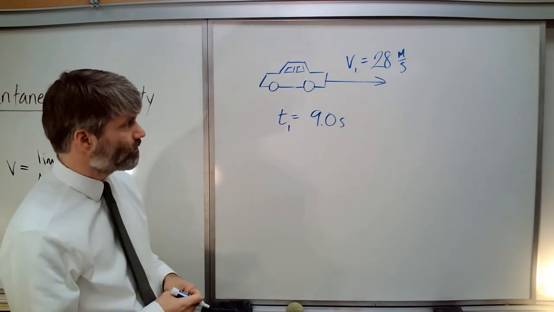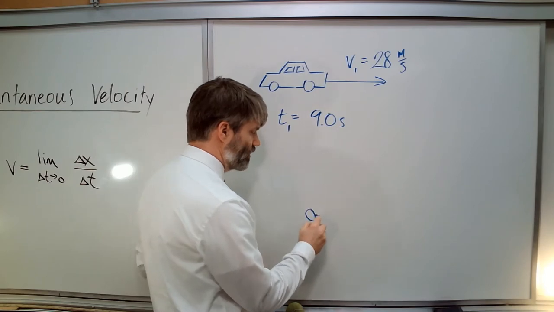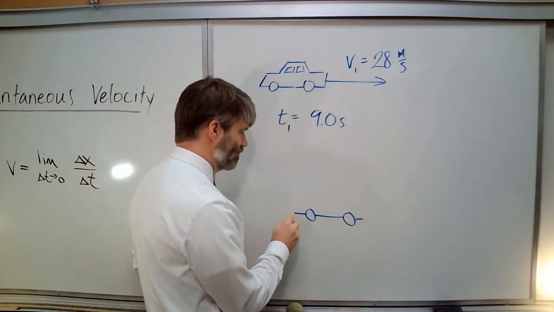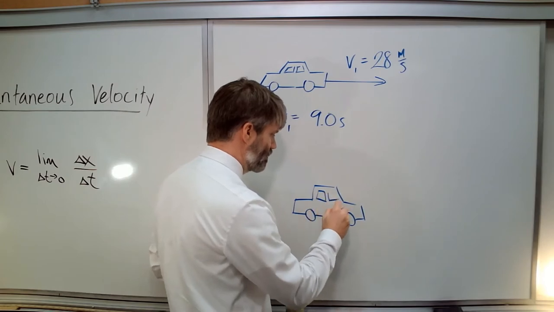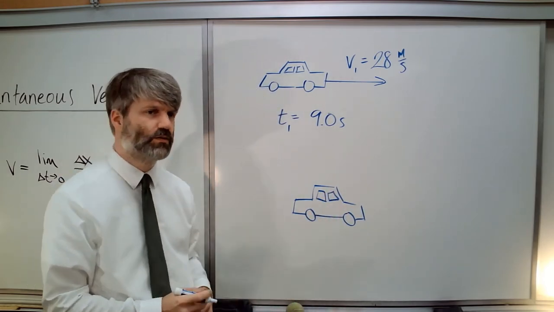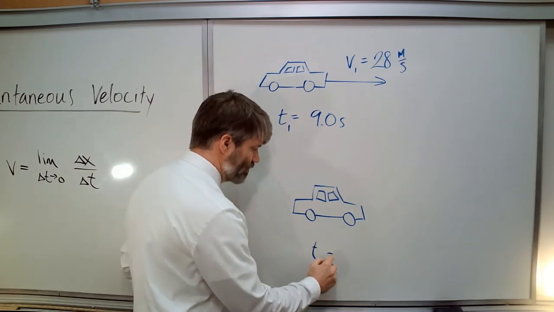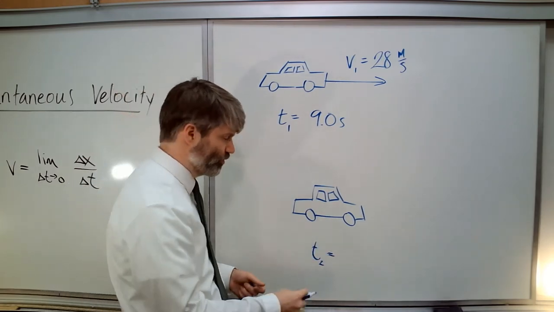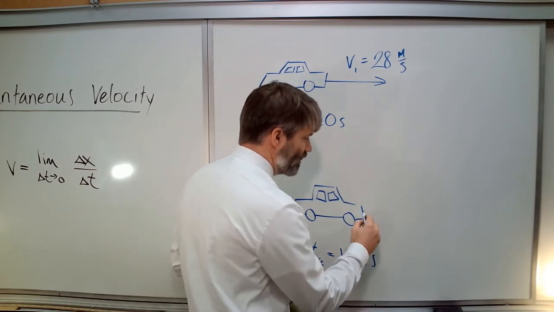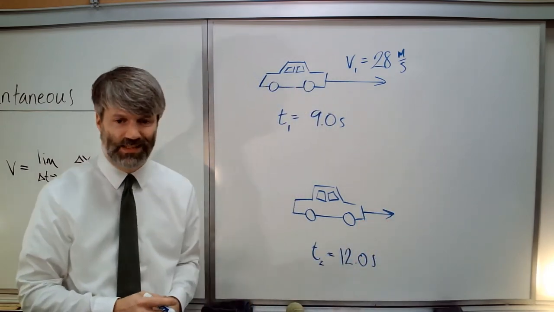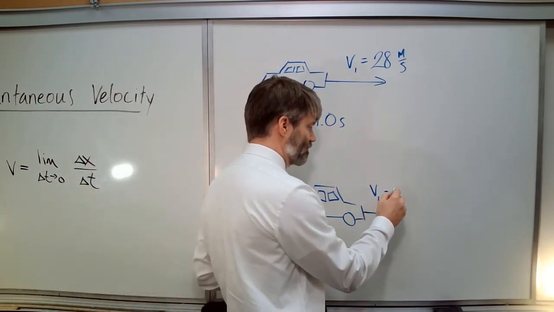All right, now later on, we're looking at the car a little bit later on. Dragster, okay. We're now at T2. T2 is going to be 12.0 seconds. And the velocity is less than it was before, right? Positive 13.0 meters per second.